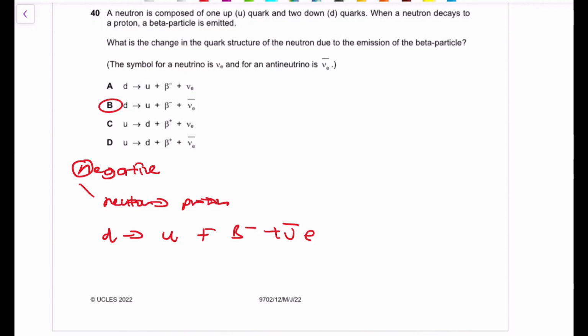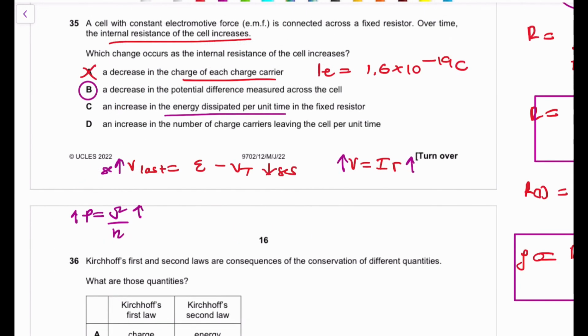But power is actually V squared divided by R. An increase in the power means that the V loss is also going to increase, and the V terminal is going to decrease. If the V terminal decreases, the internal resistance will increase. An increase in the charge carriers leaving the cell per unit time is just going to increase the current. So the answer has to be B, because as I decrease my potential difference, my V loss will increase, hence my internal resistance has to also increase.